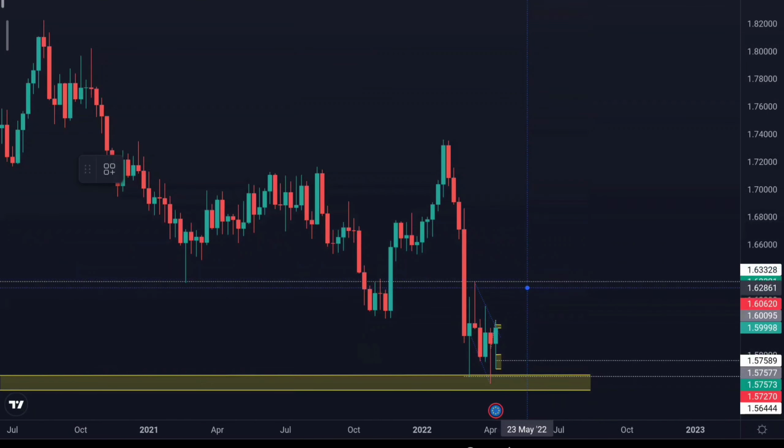But this area should be our first target, and then later on we can do some follow-up to see if we can get a setup to have a swing trade up to these areas of supply.